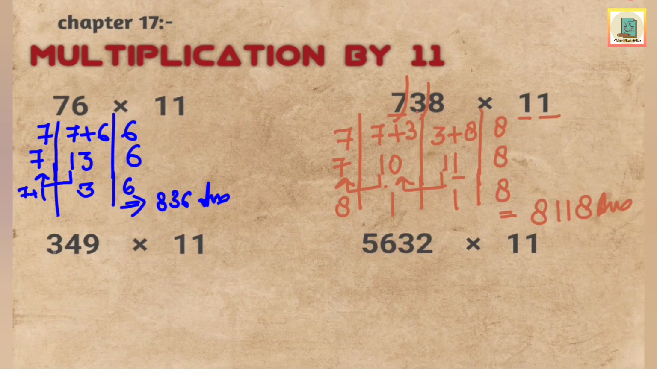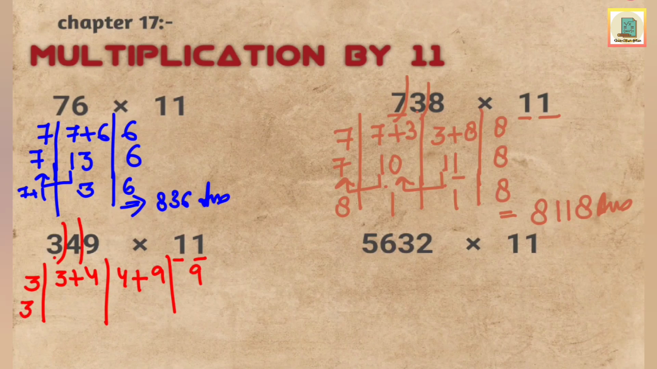Now the next question is 349 multiplied by 11. Since we know that 11 is 2 digits, we'll add up to 2 numbers only. So let's start. First we'll write the first number, which is 3. Now make a partition, then we'll add 3 plus 4 in the second partition. Now leave this 3 and add 4 plus 9. Now leave this 4, and in the end, write 9. So now here we get 3, 3 plus 4 gives you 7, 4 plus 9 gives you 13, and 9.